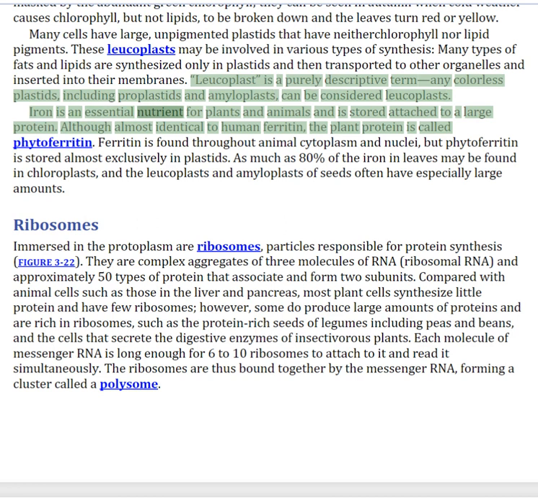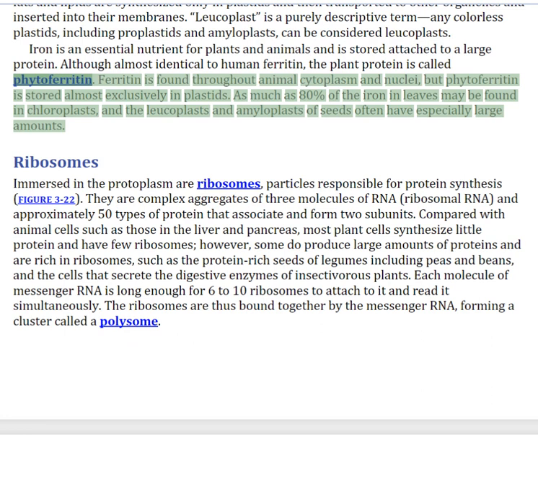Iron is an essential nutrient for plants and animals and is stored attached to a large protein. Although almost identical to human ferritin, the plant protein is called phytoferritin. Ferritin is found throughout animal cytoplasm and nuclei, but phytoferritin is stored almost exclusively in plastids. As much as 80% of the iron in leaves may be found in chloroplasts, and the leucoplasts and amyloplasts of seeds often have especially large amounts.